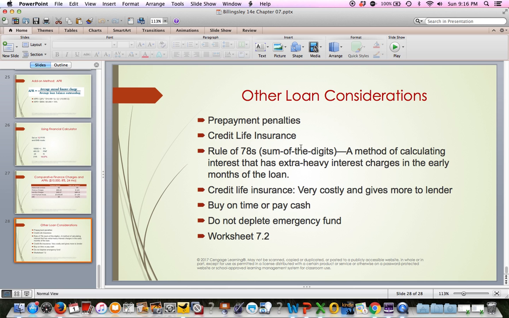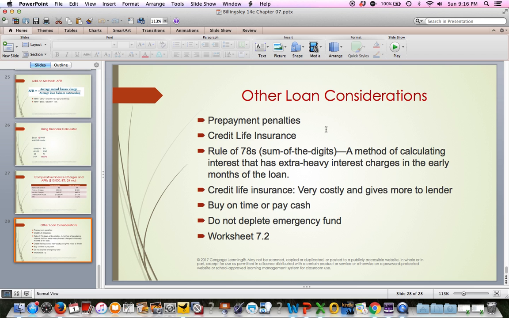Some other considerations for consumer loans: prepayment penalties and credit life insurance. Generally, some of these loans do offer prepayment penalties. If you can avoid those, please do. To me, it's never right that if you offer to repay your loan early, you should be charged for that. Credit life insurance rarely is a good deal. It's basically insurance that, if you die, will cover your principal due. It's rarely a good idea. It's very expensive. Typically, I would not use that.